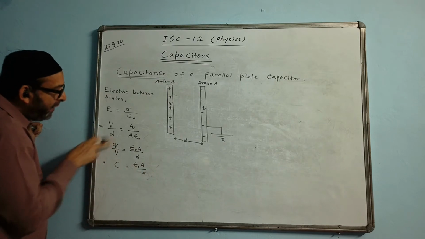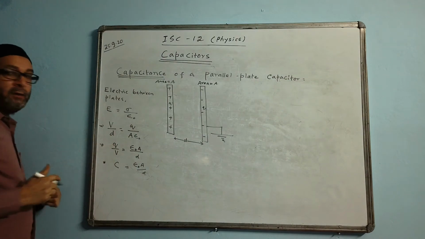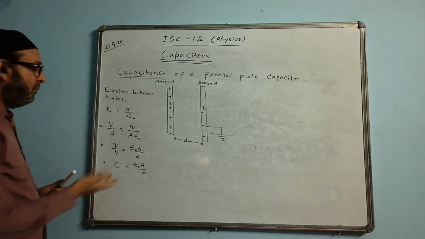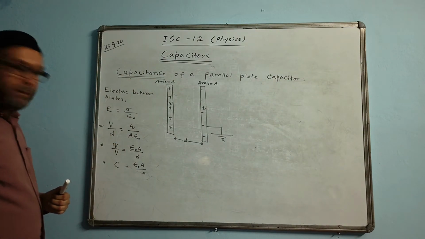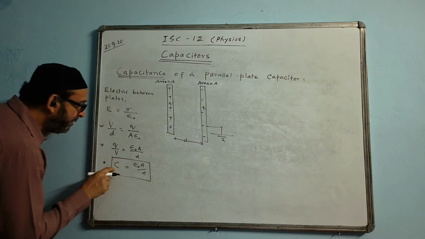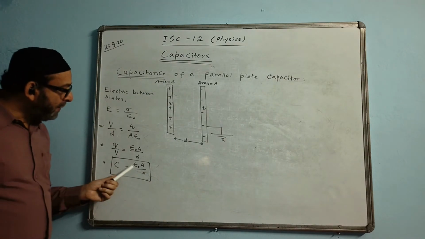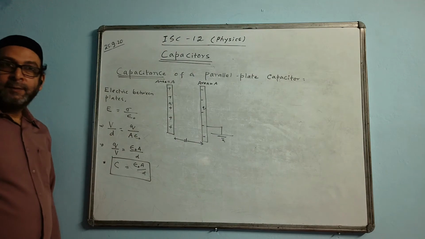Either you write small q or capital Q, it is all the same. I showed small q in the diagram, so I am using small q here. If you show capital Q, then you write capital Q here. So this is the formula of the capacitance of a parallel plate capacitor: C is equal to epsilon naught A by D.